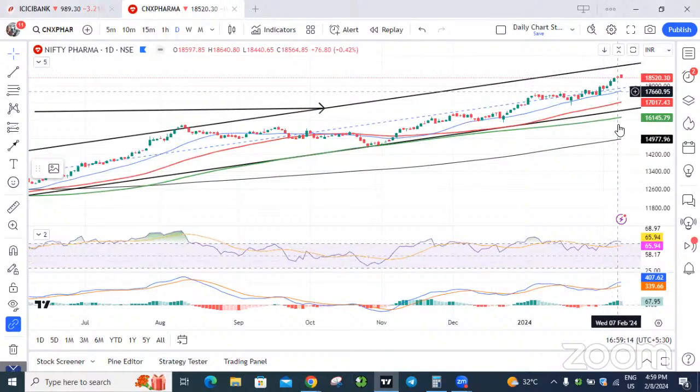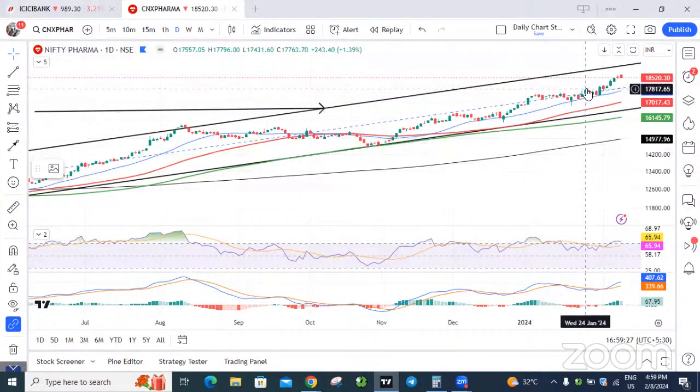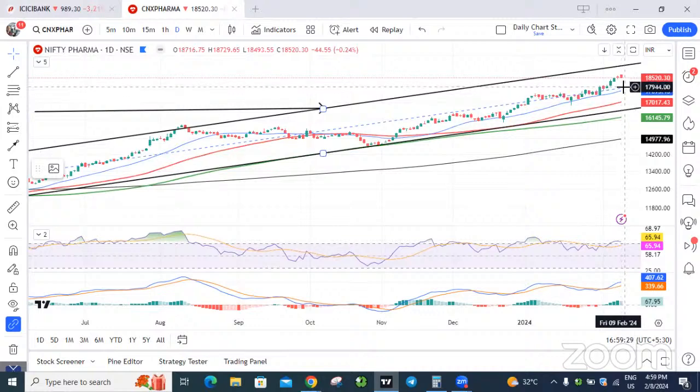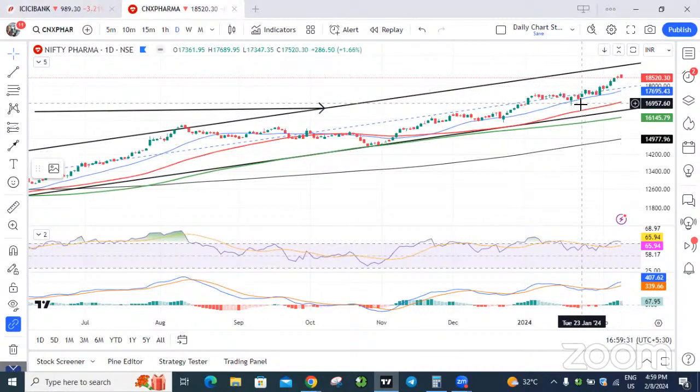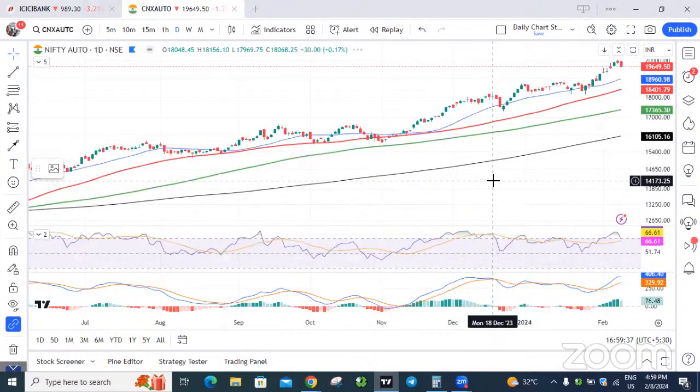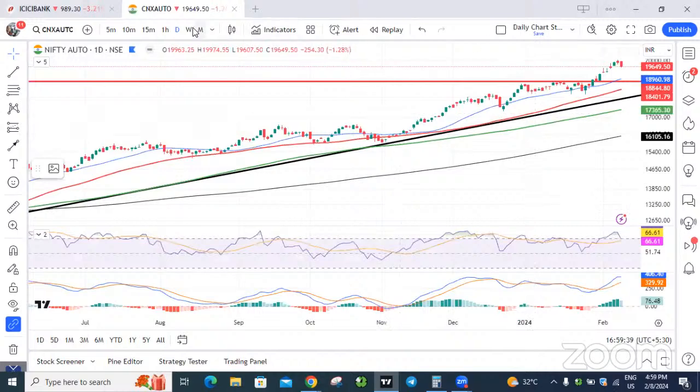in the coming days. Major support is placed around the 21 DMA as well as this price cluster range, which is also placed around that level. So 17,750 is a key level to watch on the downside. Until it closes below that level, everything is good on the Nifty Pharma. Also, the next and last sector from my side is Nifty Auto.